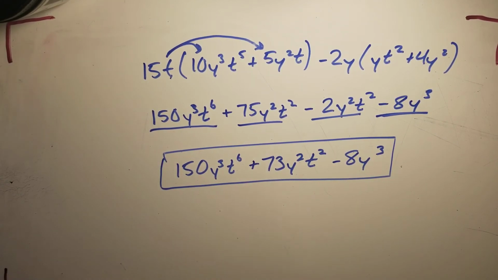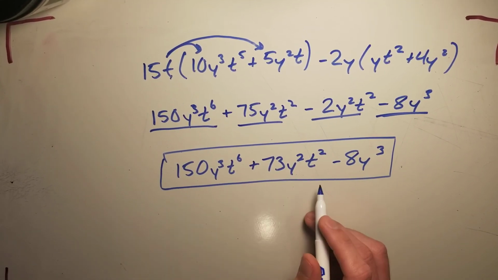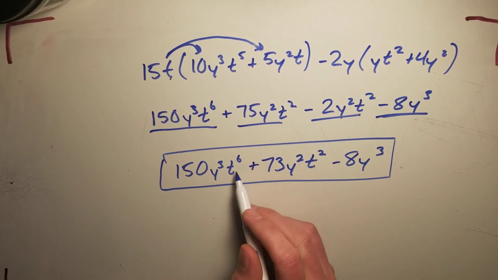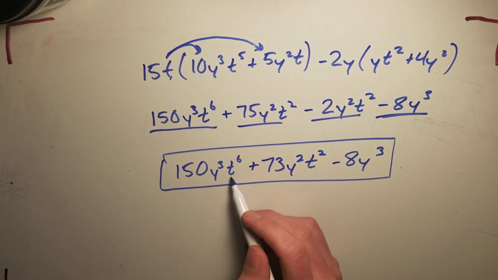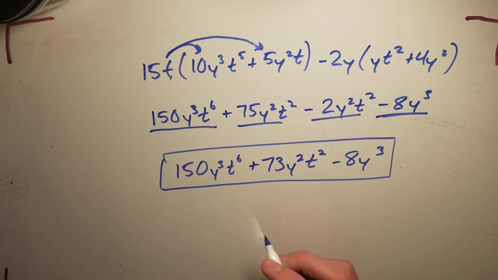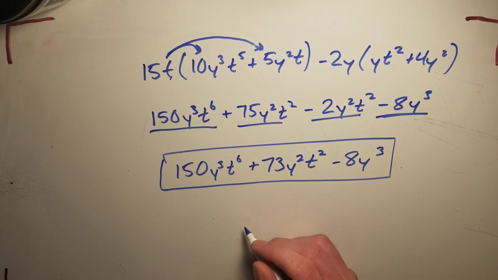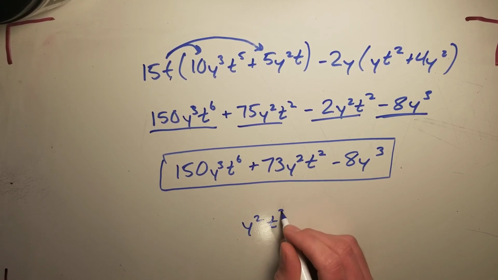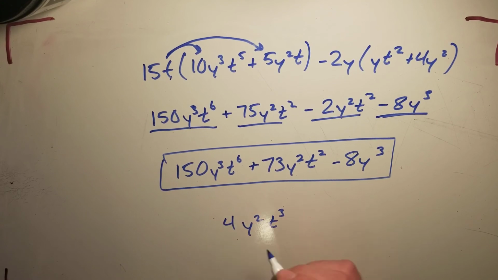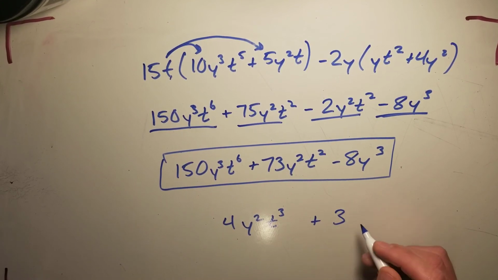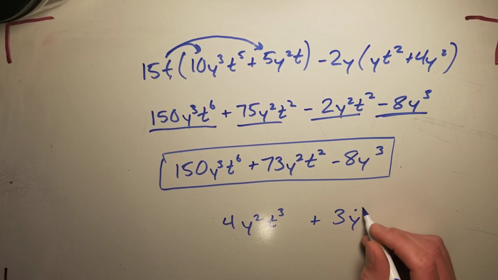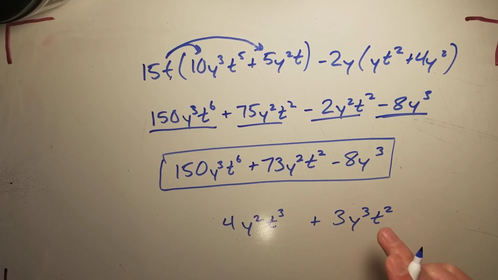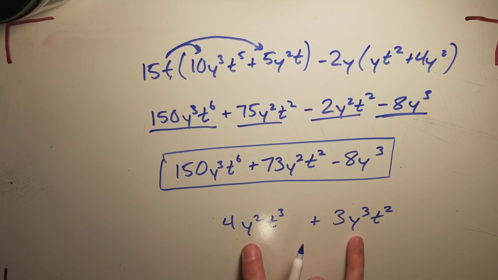And we're all done. Some things to keep in mind when doing these is keep an eye out for like terms, especially when you have more than one base like this, more than one variable involved, because sometimes it can get confusing. You have like a y squared t to the third, so you have 4 of those, and then you have 3 y to the third t squared. You really got to keep track of which is which. These are not like terms.